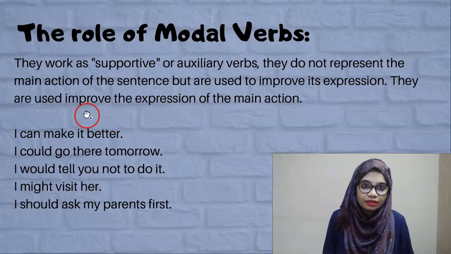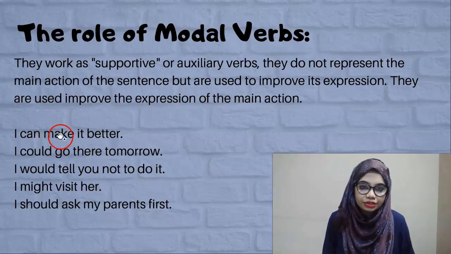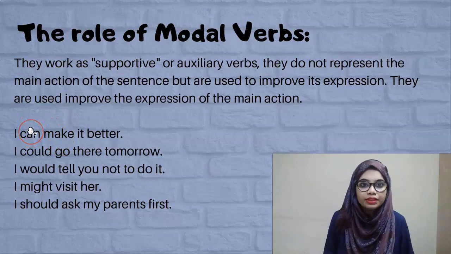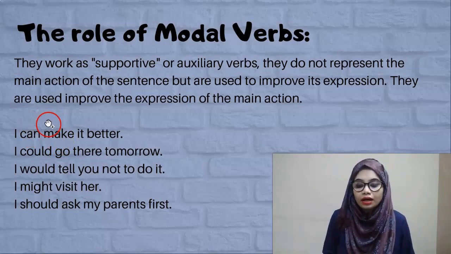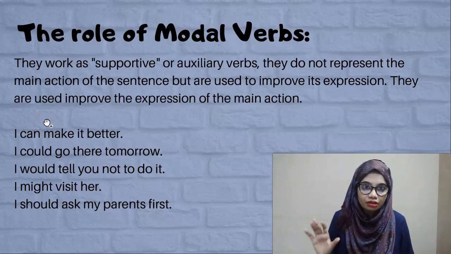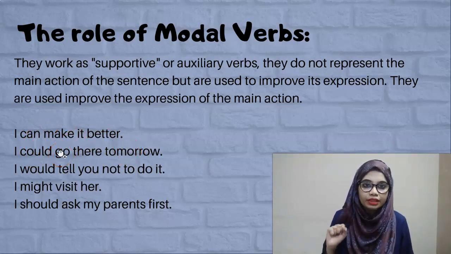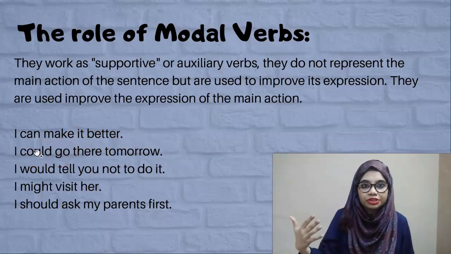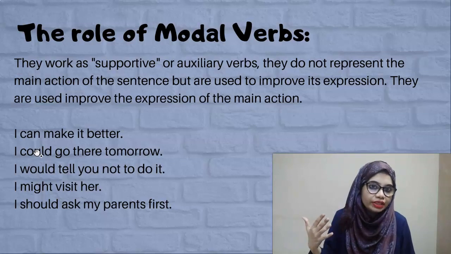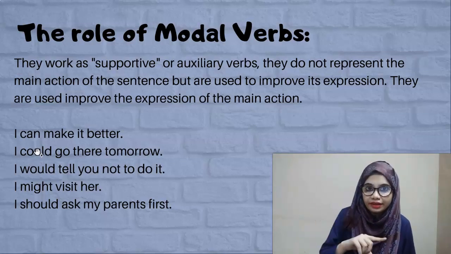We can see the examples here. I can make it better. So make is the main action here, and can is the modal verb that comes before it. It is not the main action of the sentence. I could go there tomorrow. Go is the main action, and could is the modal verb which is helping in its expression. Now, what is it helping in expression with? We will see in the next slide.